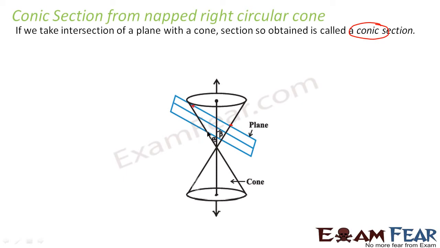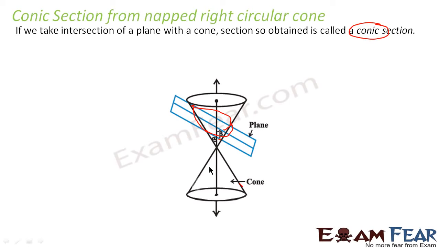This point, this point, this point, this point. So you'll get something like this, and this will also be a conic section. So a conic section is a figure or any section that is derived by cutting a double nap circular cone with a plane. You have a plane, you have a cone, you cut the cone with the plane. What you get is a conic section.